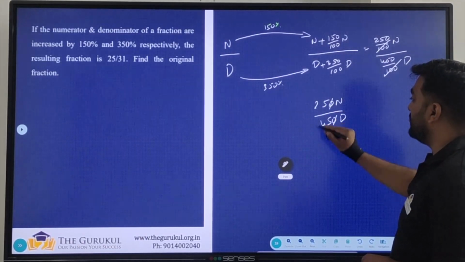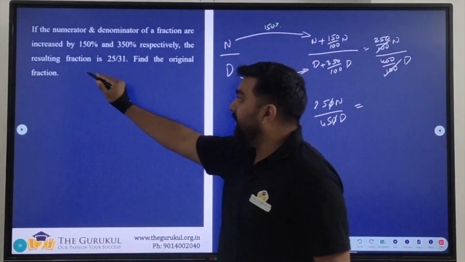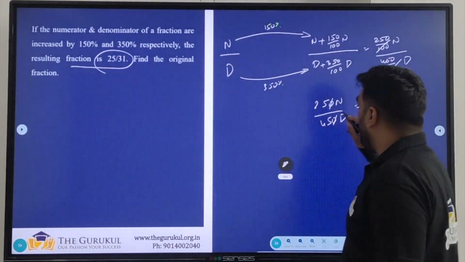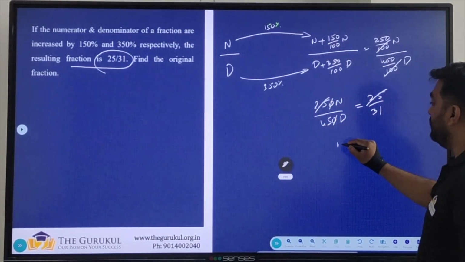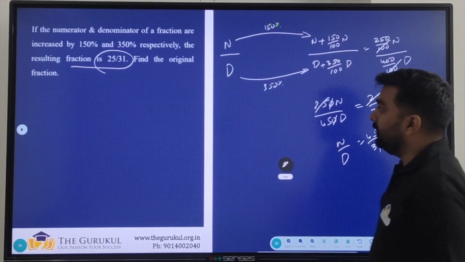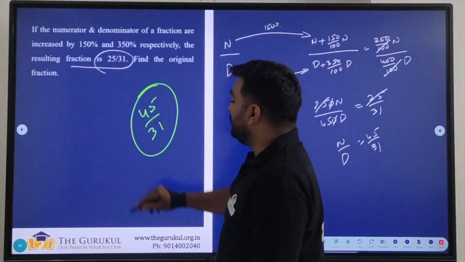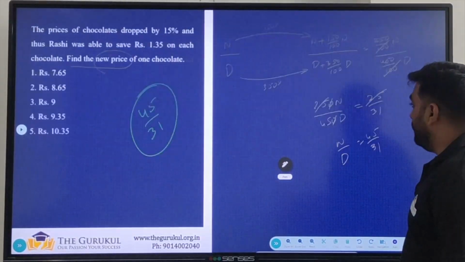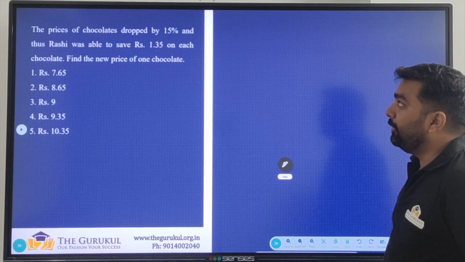450d. This gets cancelled. So this is equal to the resulting fraction is 25 by 31. 25 by 31. This gets cancelled. Numerator by denominator equal to 45 by 31. The original fraction 45 by 31. Clear?